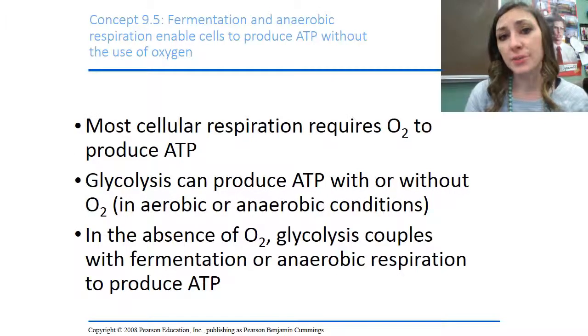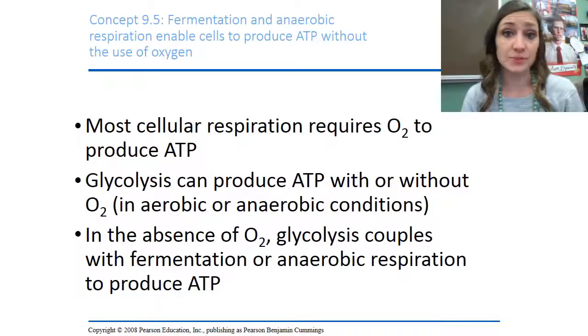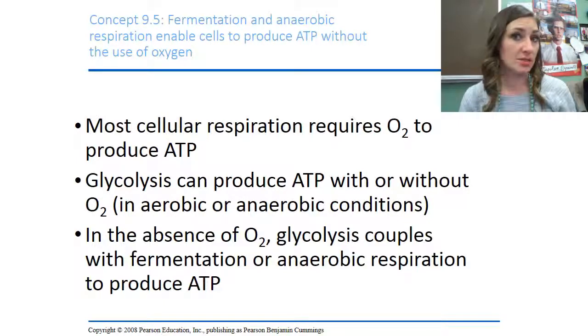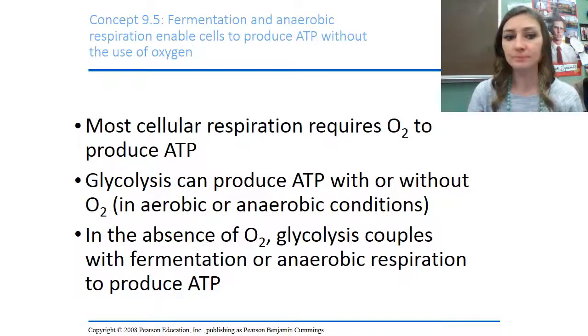So most cellular respiration does require oxygen to produce ATP. In fact, that's the most efficient way to get a lot of ATP, in the presence of oxygen. However, glycolysis doesn't need oxygen to occur. Glycolysis happens in the cytosol of a cell, and it can happen with or without oxygen. So in aerobic conditions with oxygen or anaerobic without.